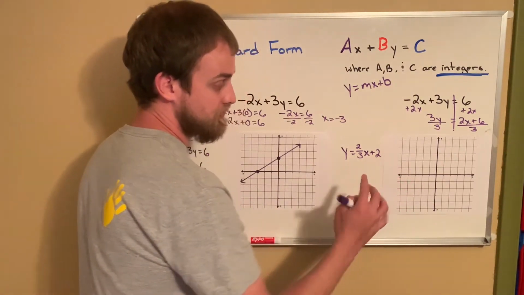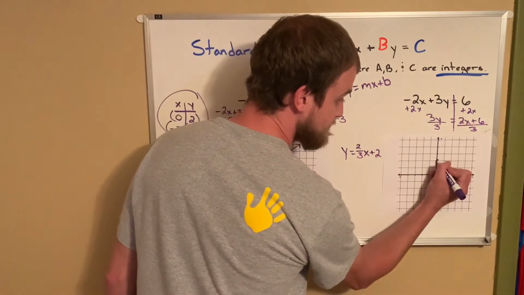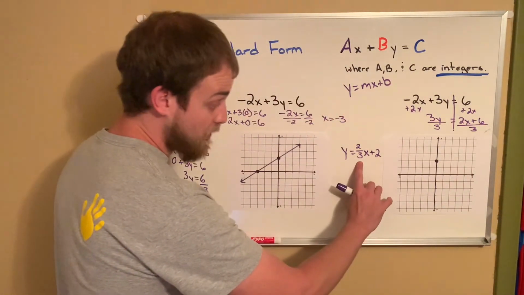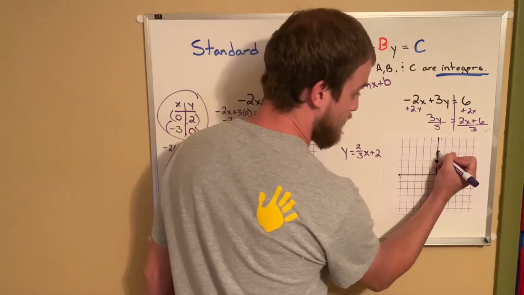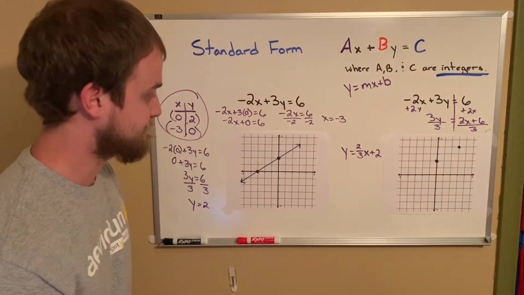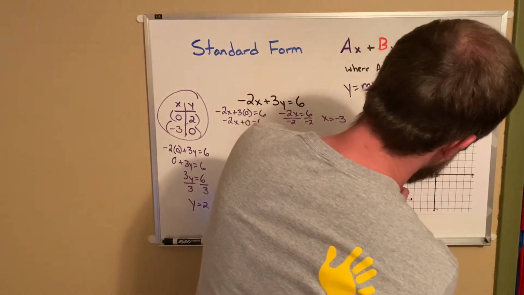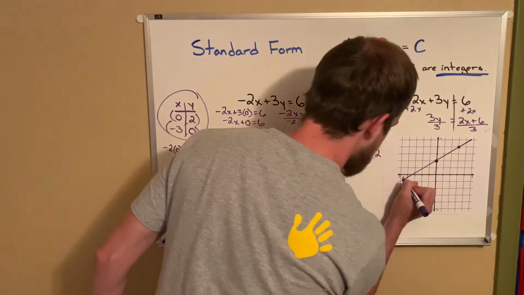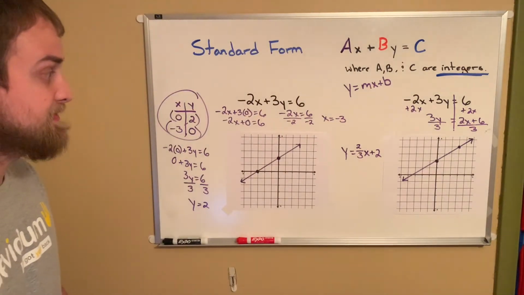Remember, my positive 2 is the location of my y-intercept. So on my y-axis, my first ordered pair would be here. And my slope is 2/3, so I need to rise 2 and run 3. Rise, 1, 2, run, 1, 2, 3. Now I'm going to go ahead and draw this. And what you'll notice is we pretty much have the same exact graph.